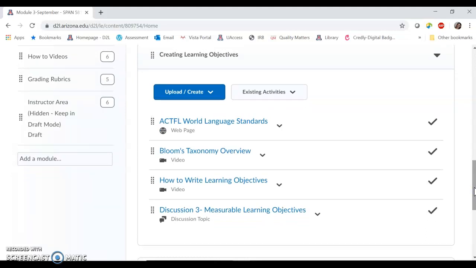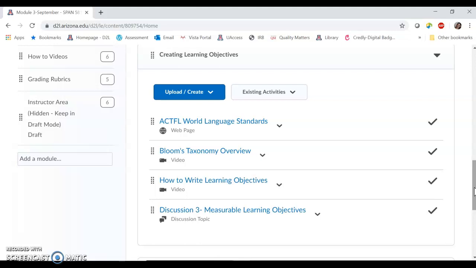I put in several resources here because a lot of people, even though they've taught for several years, or even some people who are new to teaching and maybe have taken methods courses, I found that a lot of students don't really understand the art of writing a measurable learning objective. That's why we take so much time to go over this.